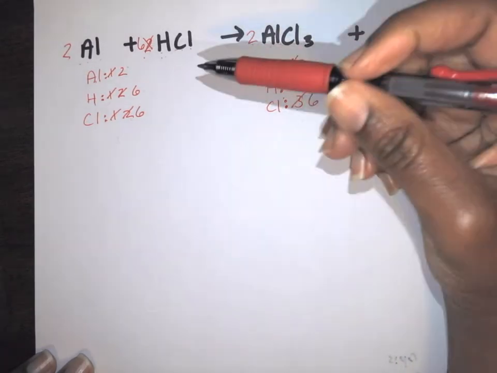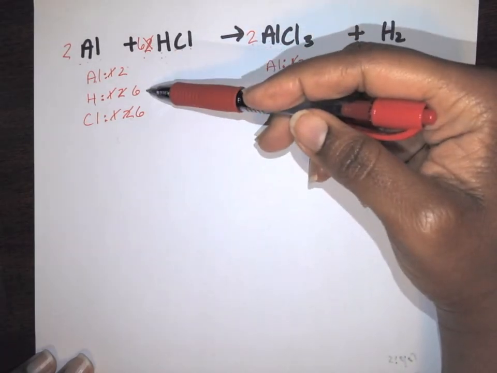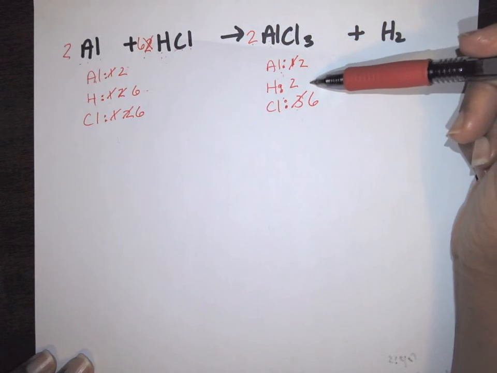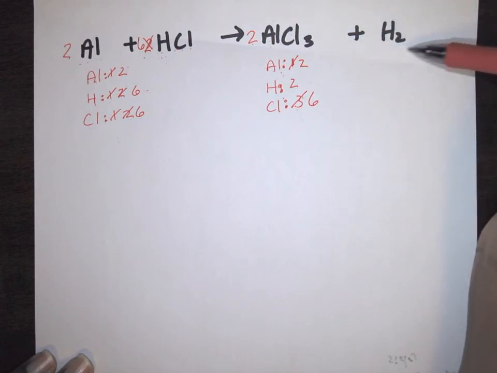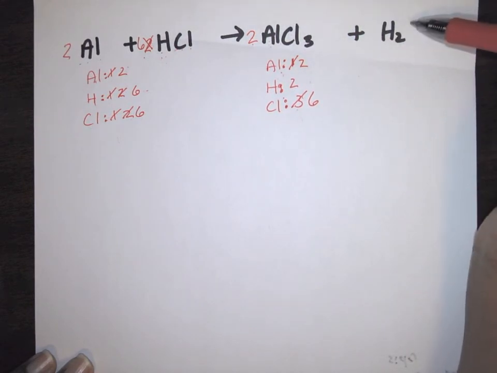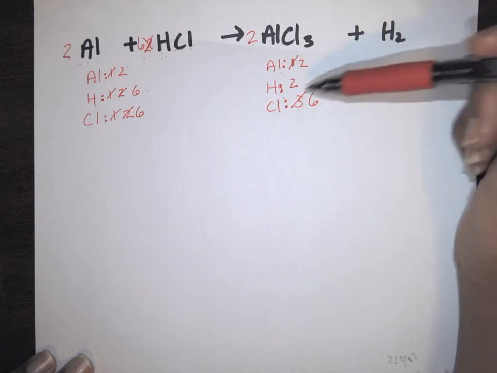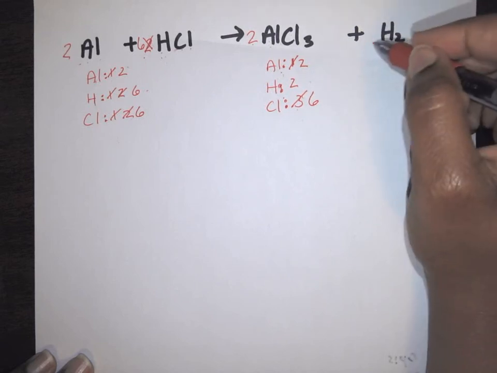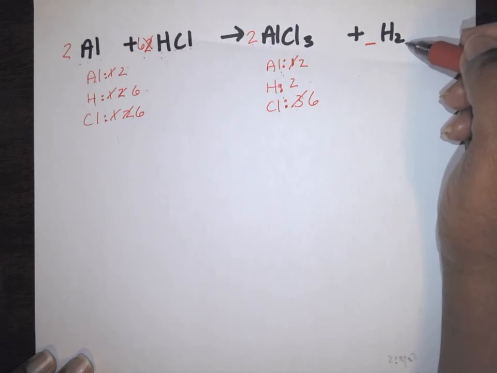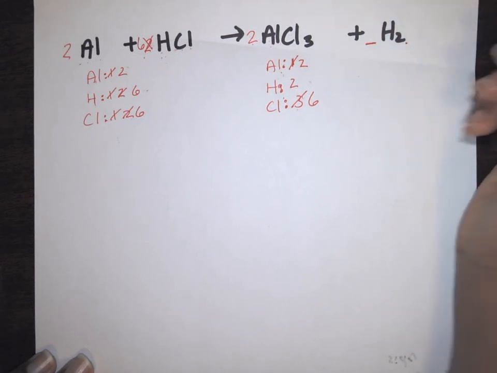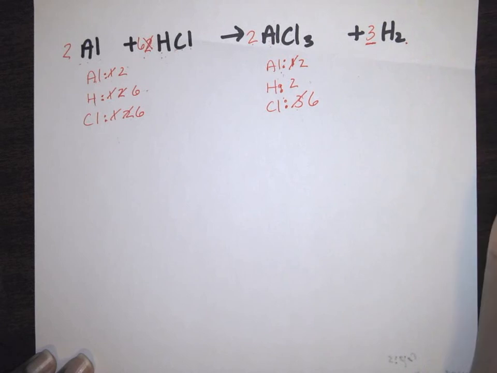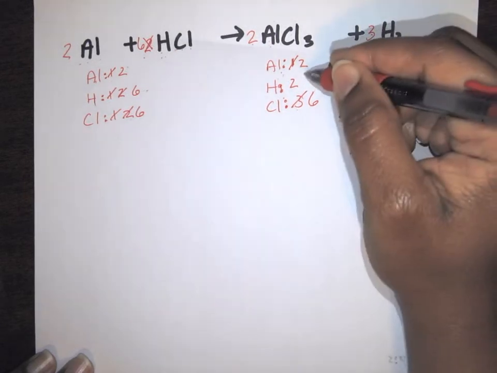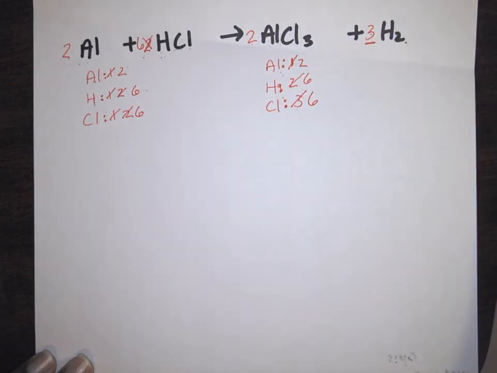And now for the hydrogens, I have 6 on the reactant side and only 2 on the product side. Now the only product that has hydrogen in it is the molecule H2. So in order to change that into 6 hydrogens, I need to figure out, well, what coefficient can I put here that will multiply with the 2 to give me 6 hydrogens? And of course, that will be 3. Because 3 times 2 will give me 6. So now I've got 6 hydrogens on this side.